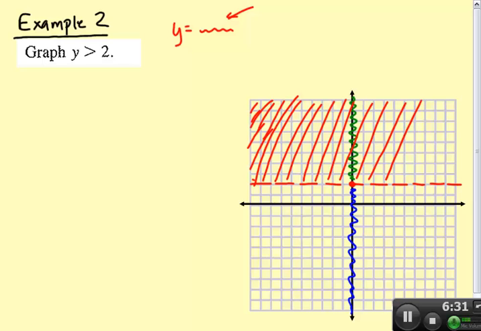This is a collection of all the points that have a y that is greater than 2. Can it be on the line? No. None of the points on the line have a y that is greater than 2. They have y's that are equal to 2. That's why I had to draw that line dotted. I think you're getting it. I don't need to keep pounding that in there.